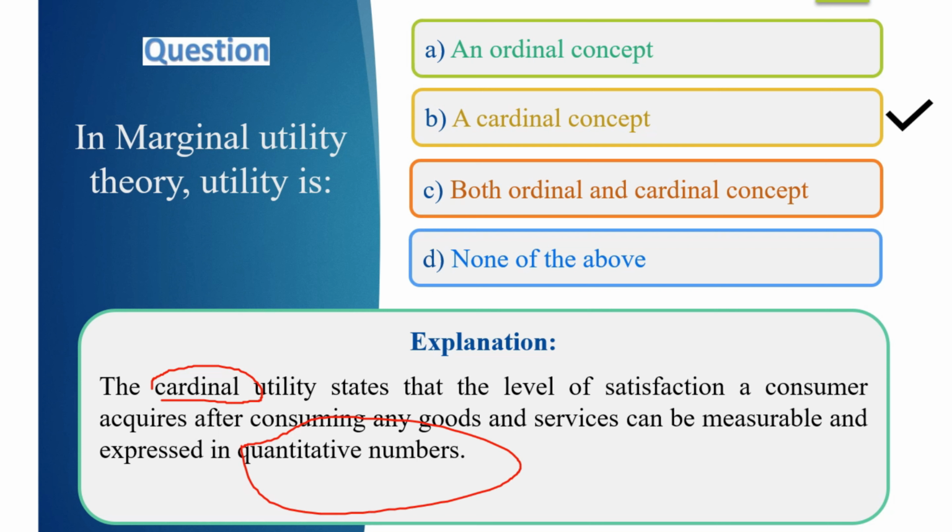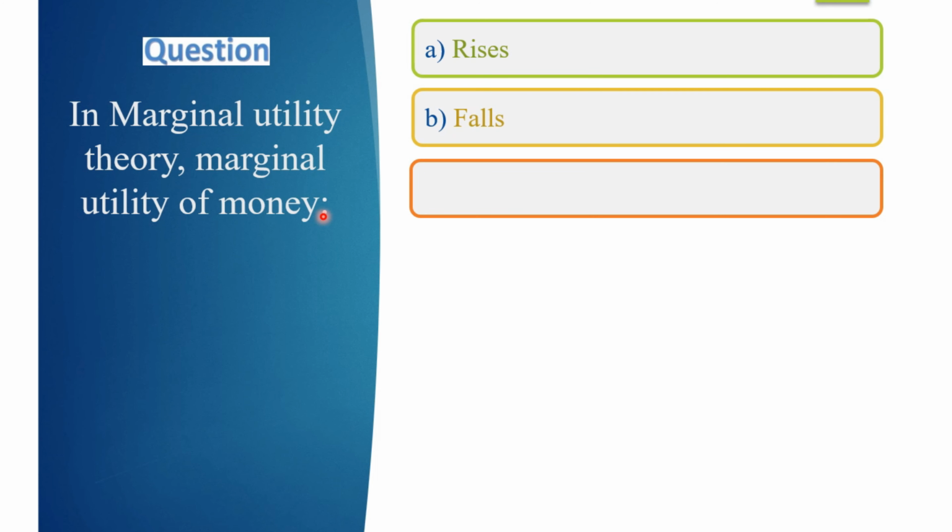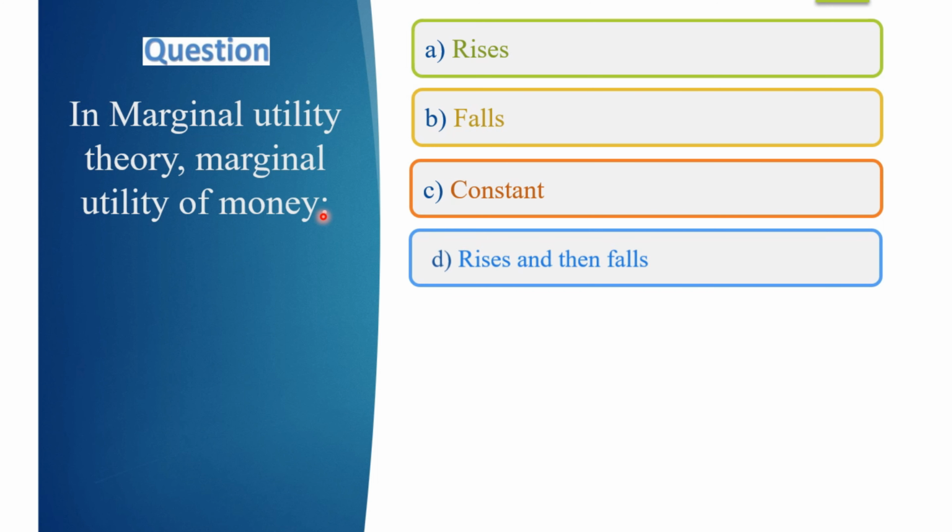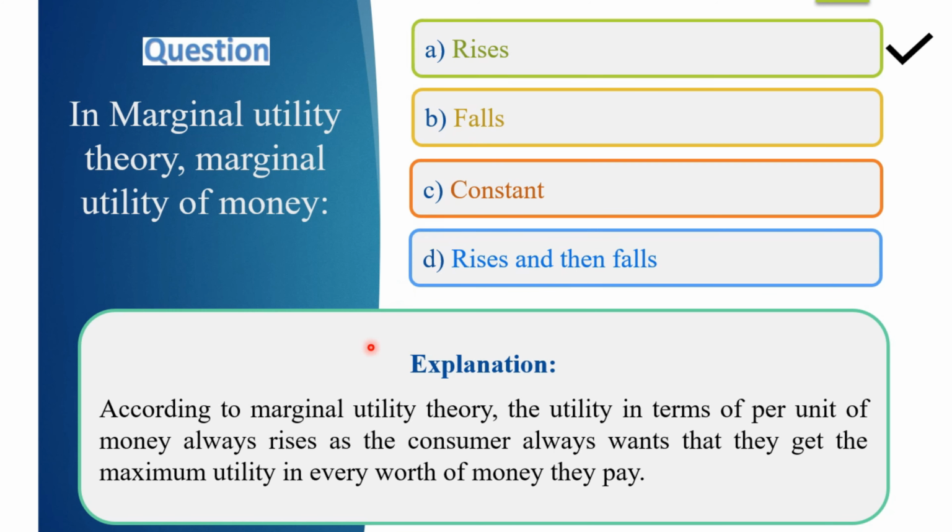Okay, so next question. Our next question is also about marginal utility theory. In marginal utility theory, marginal utility of money is what? Option number 1, rises. Option number 2, falls. Option number 3, constant. Or option number 4, rise and then falls. And the correct answer is rises. According to the marginal utility theory, the utility in terms of per unit of money always rises, as the consumer always wants that they get the maximum utility in every worth of money they pay.